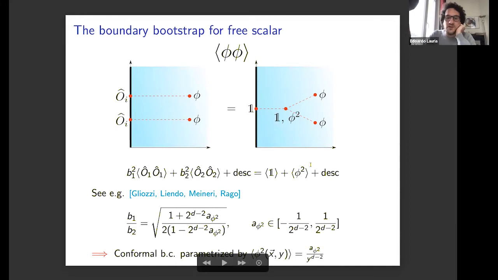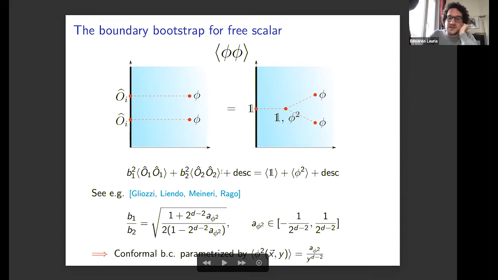Exactly. So the example is, imagine we take a free scalar field. Imagine you want to compute the two-point function of phi with any boundary condition. As I told you, the bulk-boundary expansion of phi is very simple, because even in the most complicated boundary condition, you only find two operators, two boundary modes.